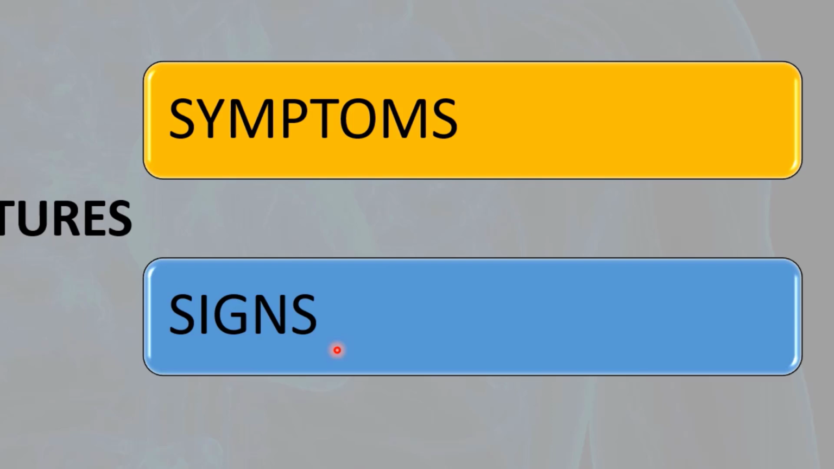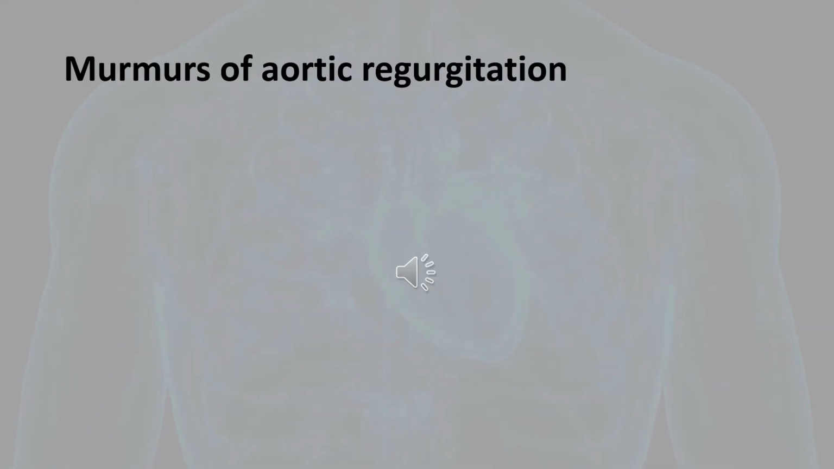The characteristic murmur of aortic regurgitation is a high-pitched, early diastolic decrescendo murmur heard best at the third left intercostal space, also called Erb's point, on end expiration with the patient sitting up and leaning forward. The severity of aortic regurgitation correlates well with the duration of the murmur instead of the intensity. The murmur of aortic regurgitation sounds like this.